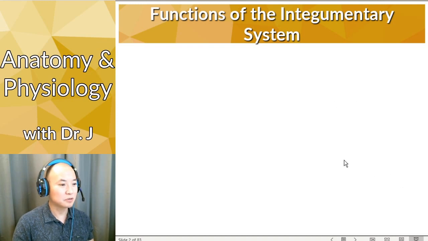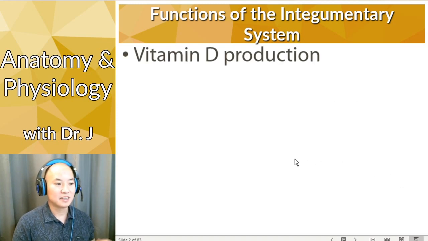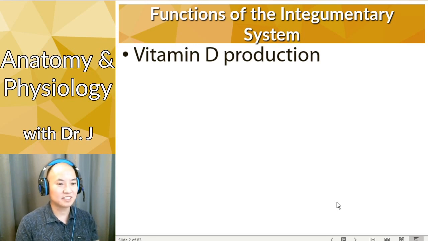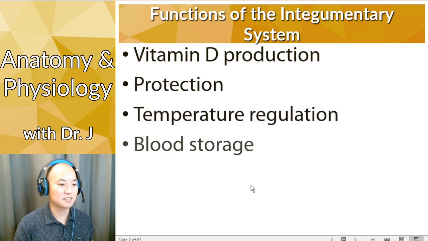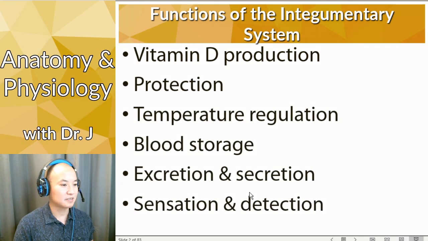And actually, we already know one of those functions. Last lecture we did talk about vitamin D production, especially the effects of ultraviolet light on the skin, and also on melanin and melanocytes, and the conversion of 7-dehydrocholesterol to vitamin D3. But there are many other functions besides just vitamin D production, so we're going to go through the laundry list of these functions throughout this lecture.